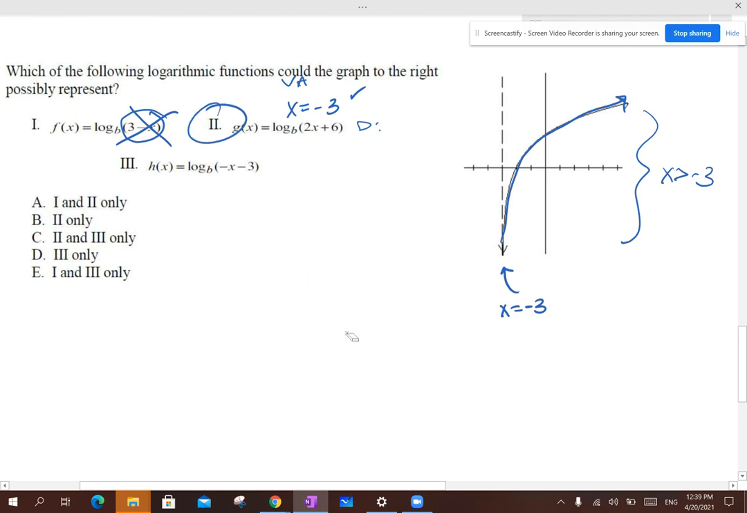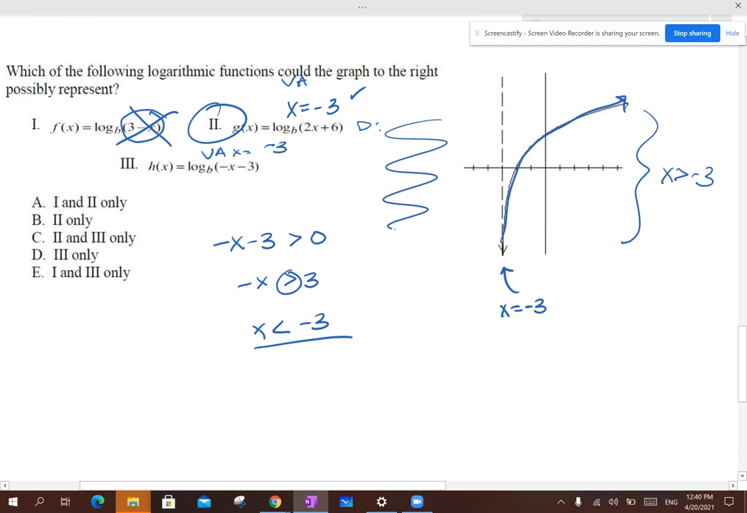Now let's use that same logic for Roman numeral 3. So I've got negative x equal to 3, x is equal to negative 3. So it also has a vertical asymptote at x equals negative 3. But let's check the domain of this one. Negative x minus 3 is greater than 0. Negative x is greater than 3. Divide by negative 1. Got to flip the sign. This says the domain is x less than negative 3, which would indicate a graph on this side, and that's not good. So we have only Roman numeral 2.